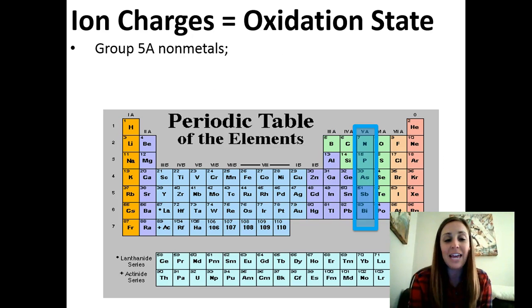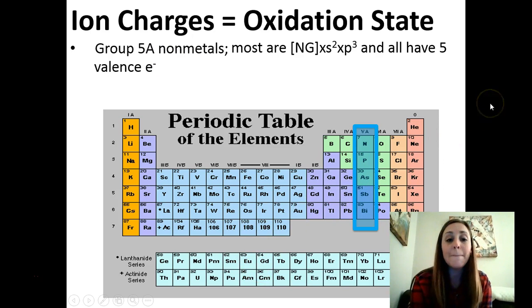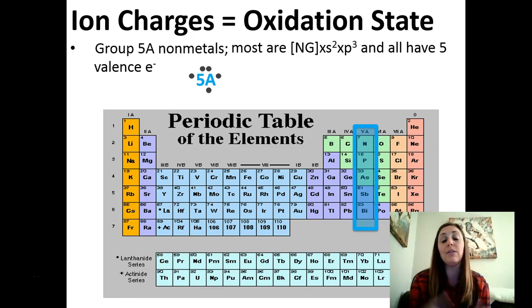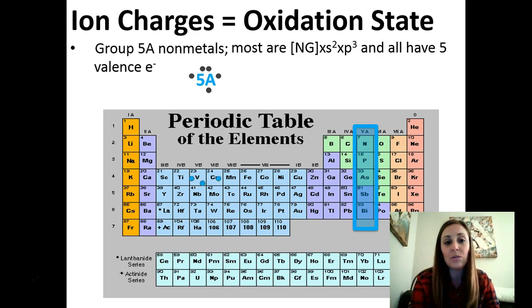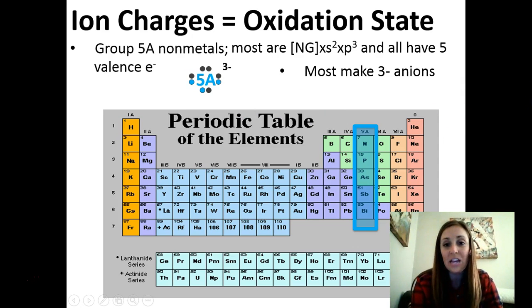All right, 5A, nonmetals, and they're nonmetals for the most part. They have this electron configuration in general. Again, these from here down would have D and sometimes F electrons as well, but they all have 5 valence electrons. So if you have 5 electrons, you have the choice of losing all 5 or gaining 3 more, and it's easier to gain 3. So it's actually going to pick up 3 electrons. Each electron has a negative charge, so we have -1, 2, 3 that we added on, so it's a 3-. So they make 3- anions.